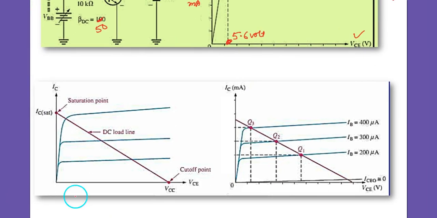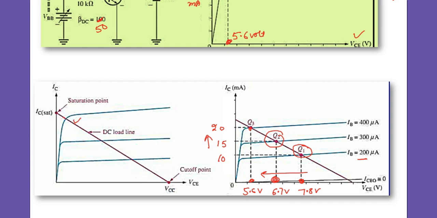As I explained with the numerical values, VCE and IC are reciprocal. As IC increases, VCE goes on decreasing. So those are the Q points. IC is 10, 15, 20, and VCE is decreasing: 7.8, which is about 8, then 6.7 volt, and now 5.6 volt. That's why the load line has a negative slope.